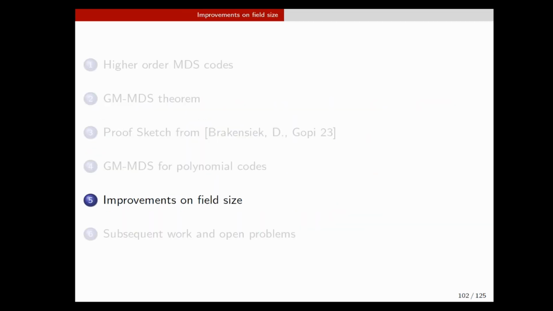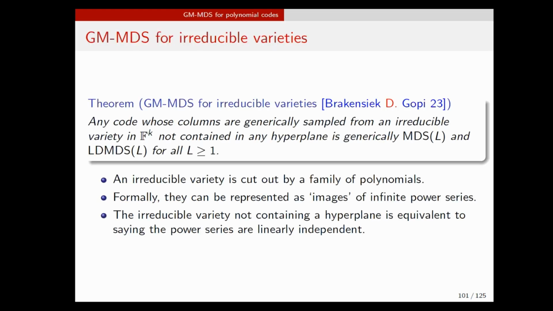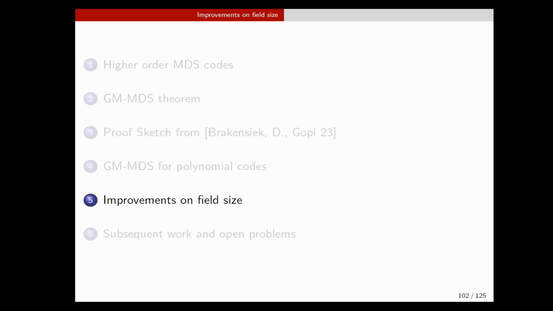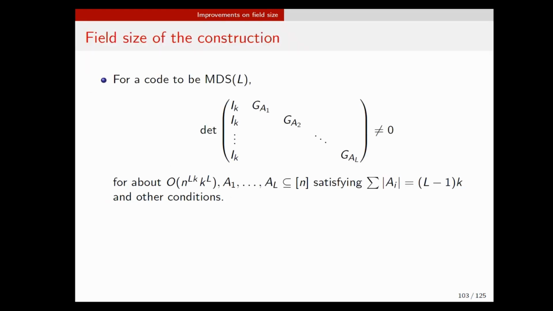Okay, so what's the benefit of these things? That basically tells us, at least very generically, if everything is symbolic. Right now, I've only been talking about the generic setting, where everything is symbolic. But if I want to make things explicit, what's the field size going to be? So let's talk about that.